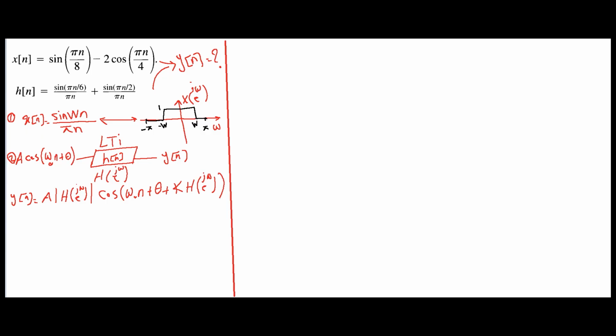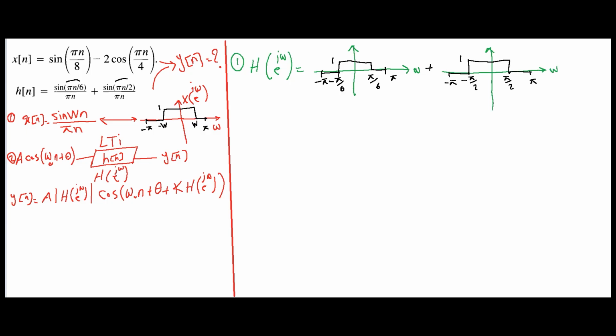Now, let's move on to solving the problem. First, we find the frequency response of the system. The frequency response consists of two parts. The first part is a rectangular pulse from minus π/6 to π/6 with amplitude 1. The second part is a rectangular pulse from minus π/2 to π/2, also with amplitude 1. By adding these two pulses together, we obtain the overall frequency response.